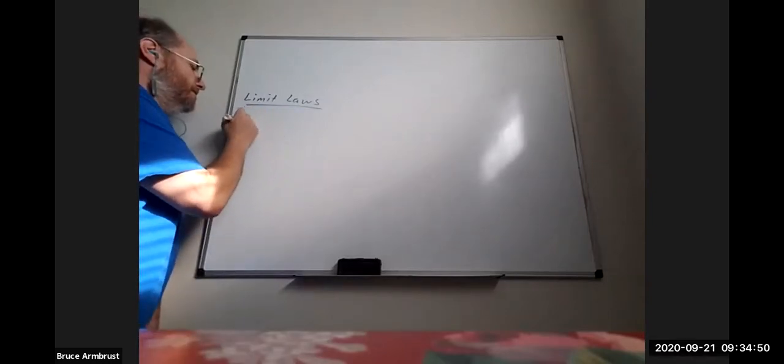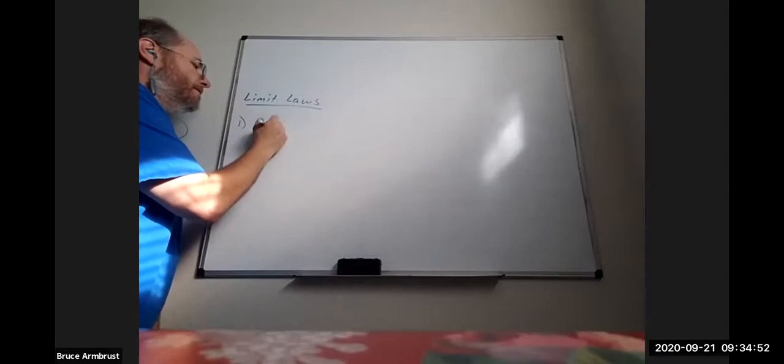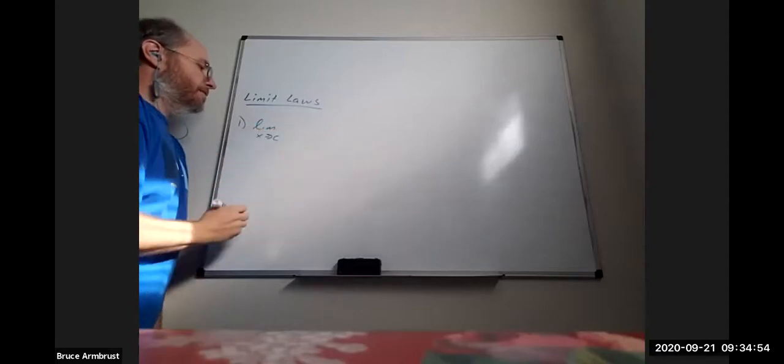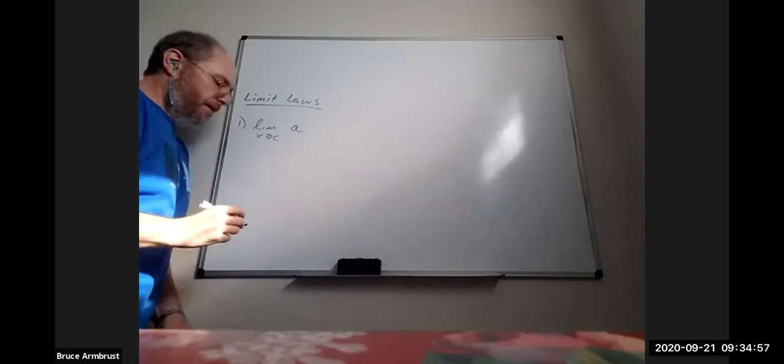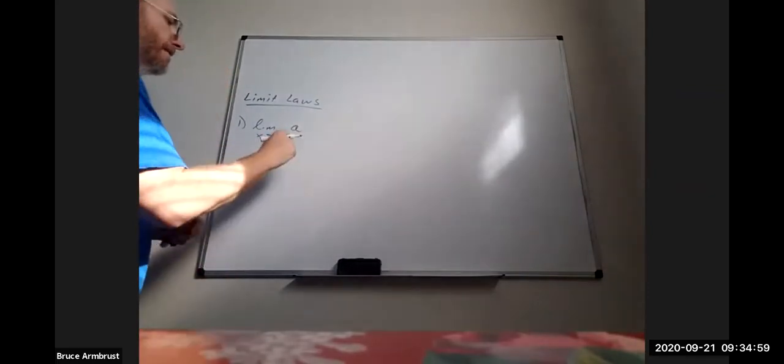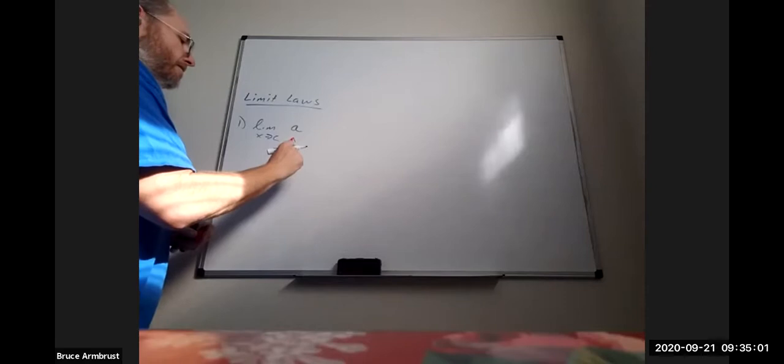Okay, so first things first. Let me just give you this one. We're going to take a limit as x goes to c of a. Now, a is a constant function.